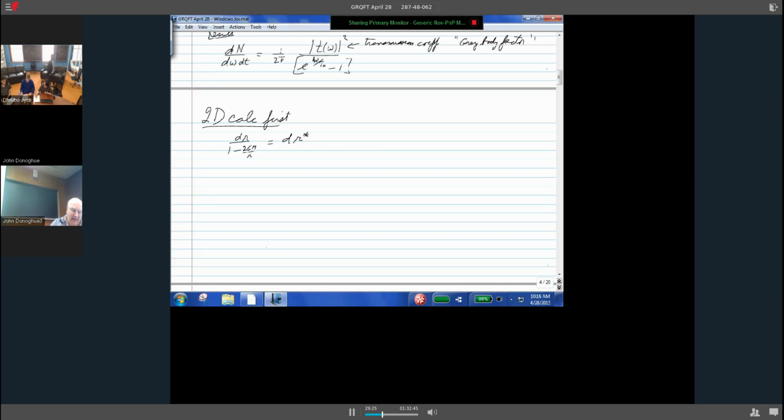All right, good. So in the 2D calculation, the pathway is basically just finding the right coordinates. The first thing that one tends to do is to take the dr over 1 minus 2GM over r and call that dr star.